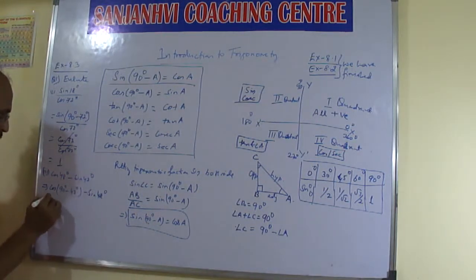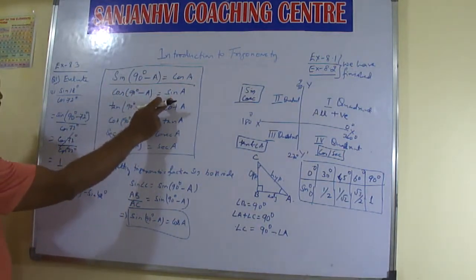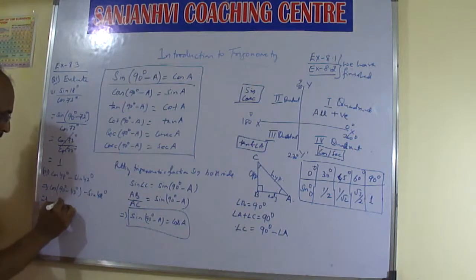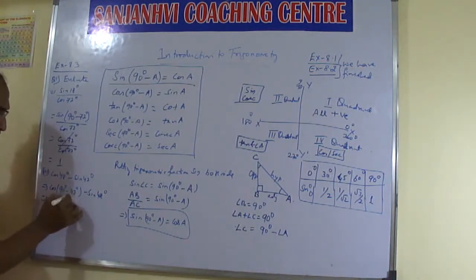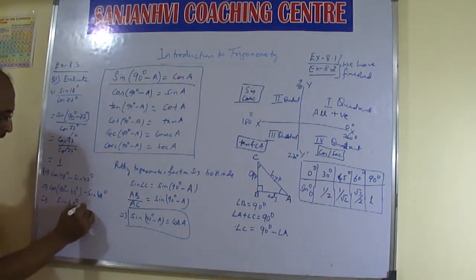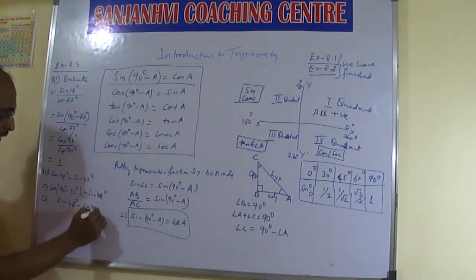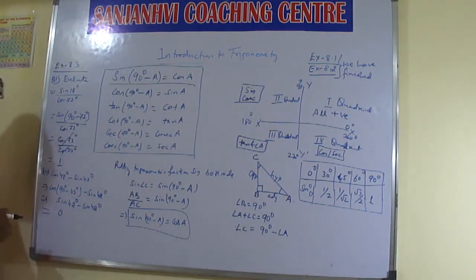So this gives us that cos of 90 minus A is equal to sin A. So it becomes sin 42 degree minus sin 42 degree, which is equal to 0. Understood now? Okay, so note it down. Then we will solve other questions.